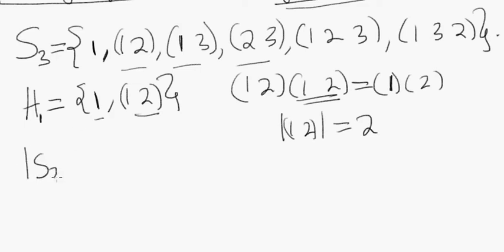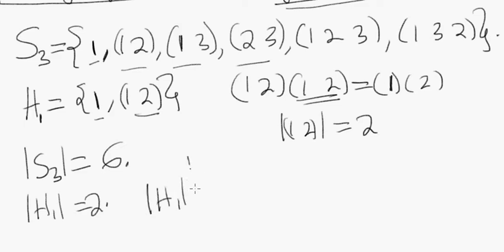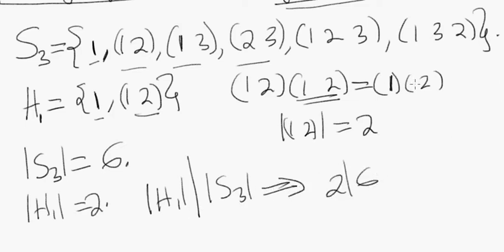Okay, well, question. What's the order of S3? How many elements are in S3? Well, we have 6 elements. How many elements are in the subgroup H1? We have 2 elements. Does the order of H1 divide the order of S3? Well, the answer is yes. The order of H1 is 2, and 2 divides 6. So we see that if we pick this subgroup H1, Lagrange's theorem is being verified with an example.